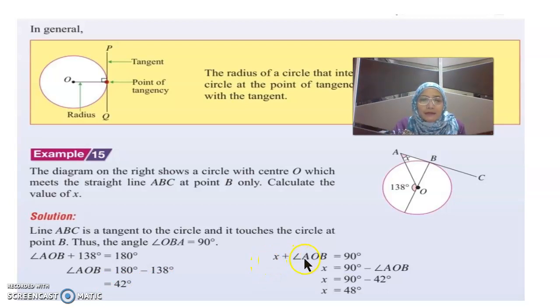x plus angle AOB is 90 degrees. Thus, x is 48 degrees.